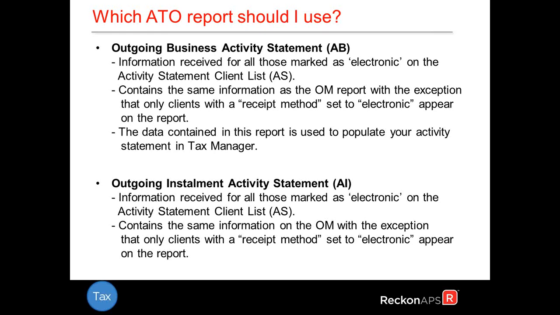The outgoing instalment activity statement report, the AI report, is exactly the same as the AB, with the exception that it contains your instalment activity statement clients, and obviously it's only those clients marked as electronic on your activity statement client list. Hence why the data in the AI and AB report is different from what is in the AS report.